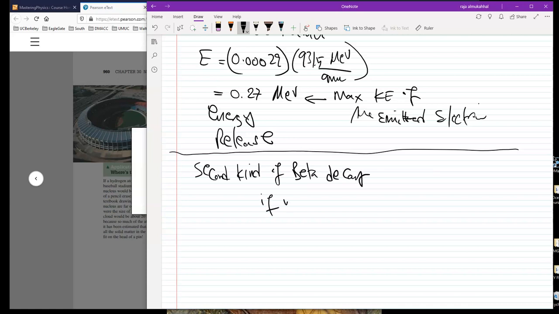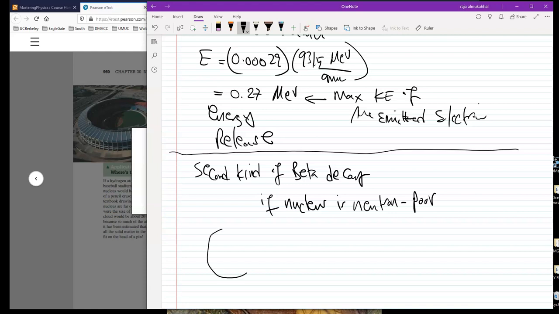If the nucleus is neutron poor, in other words, it needs more neutrons. Sometimes it happens that way, okay? So it needs more neutrons. So what happens in this case?